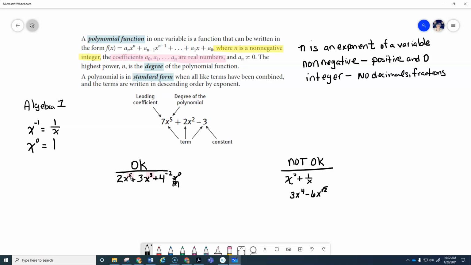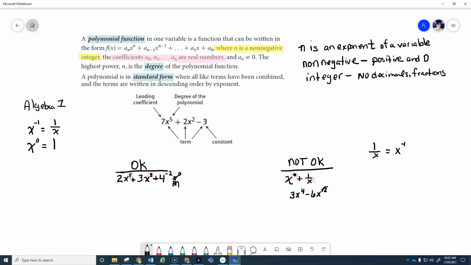These over here are not okay. You may say, well, here's a variable, here's an exponent. Here's a variable, here's an exponent of 2. That's okay. Here's a variable, its exponent is 1. That's okay. But yes, where is that variable? It's in the denominator. So that means that 1 over x can be rewritten with a negative exponent. And since it can be, it can't be included in this. That right here breaks the rules.